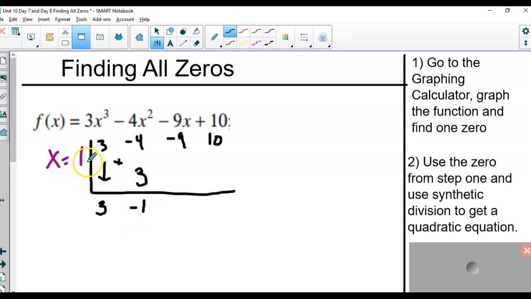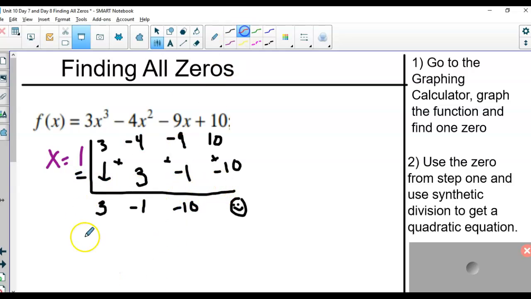I'm going to multiply -1 times 1, which is -1. I'm going to add -9 plus -1, which is -10. And now I'm going to multiply -10 times 1, which is -10. And now I'm going to add 10 plus a -10, which gives me 0. And that makes me very happy because indeed 1 is a 0, meaning it's a solution, okay?